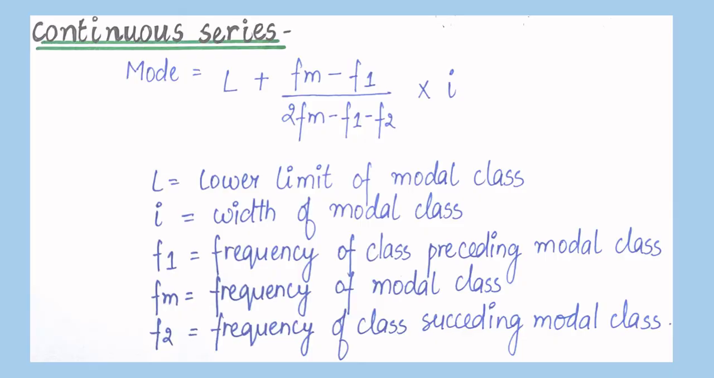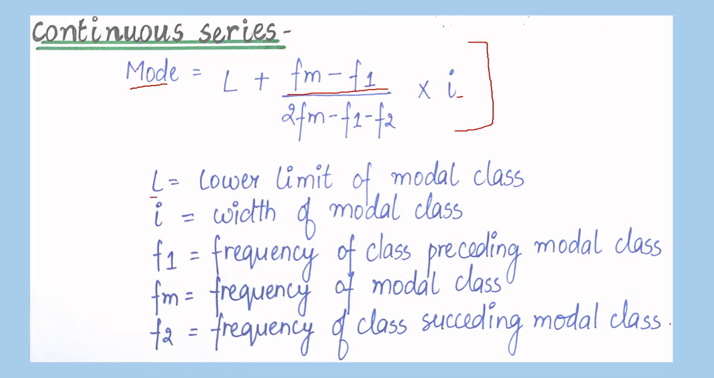Today we are going to learn how to find mode for continuous series. Let's discuss how to calculate the value of mode for continuous series. It is calculated by using the formula L plus (Fm minus F1) upon (2Fm minus F1 minus F2) into I.